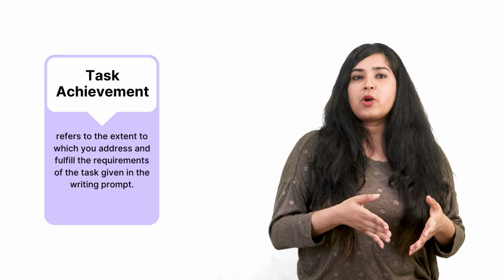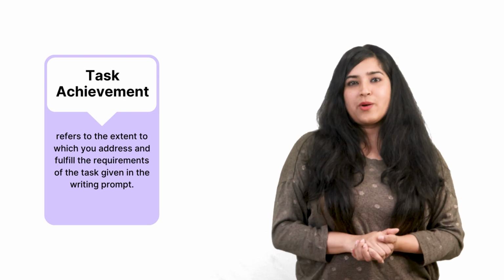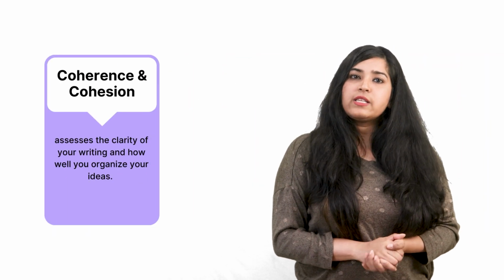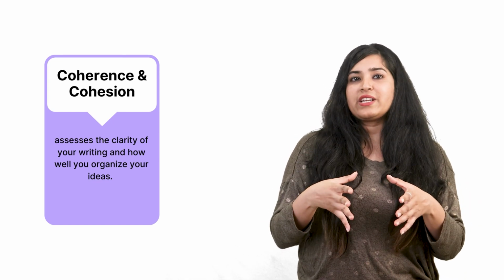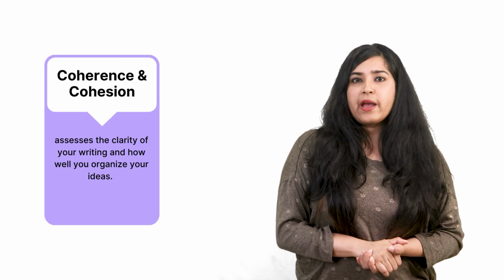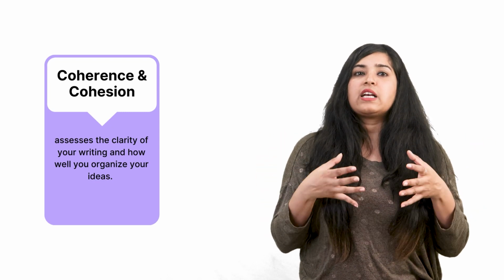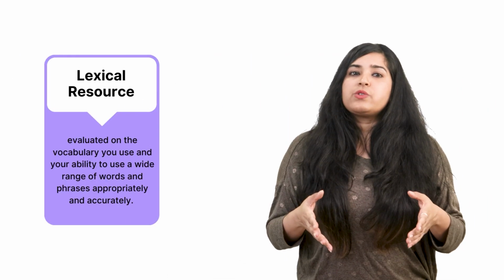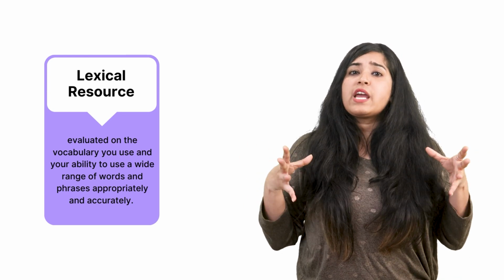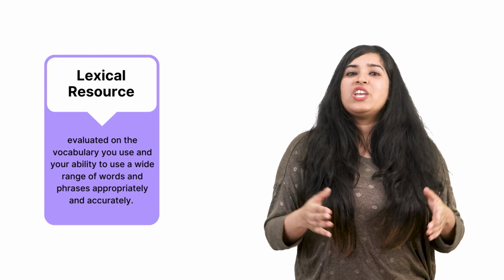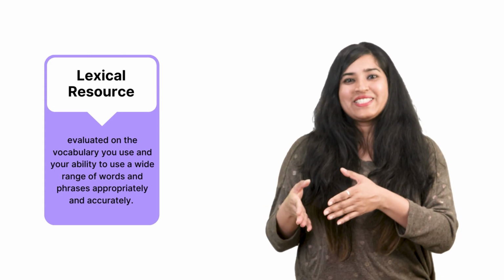Task achievement or task response refers to the extent to which you address and fulfill the requirements of the task given in the prompt. When it comes to cohesion and coherence, this criterion assesses the clarity of your writing and how well you organize your ideas. You should also use appropriate paragraphing, sentence structures, and linking words and phrases to connect your ideas and create a clear and logical argument. Lexical resource is where you're evaluated on the vocabulary you use and your ability to use a wide range of words and phrases appropriately and accurately. You should also demonstrate an understanding of collocations, idioms, and complex sentence structures.